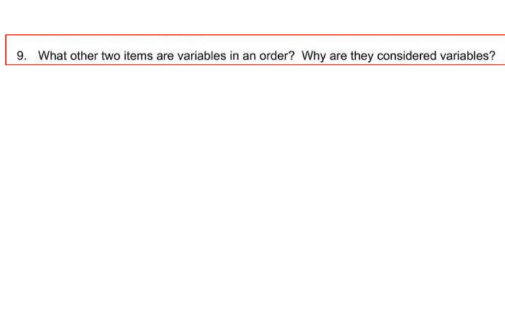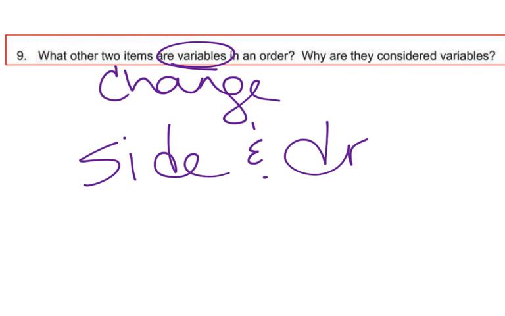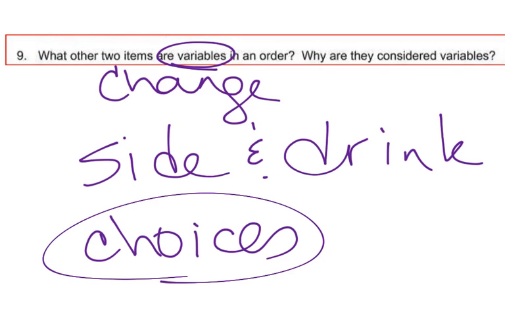What other 2 items are variables in an order? Remember, a variable is something that can change. So what are the other 2 things that they order that can change? And why are they considered variables? Well, if you go back, for $3.50 you get a sandwich with the choice of drink and one side. So your side and your drink are your other variables. And the reason they're variables is that you're going to get to make choices. There were several things you could choose from for your sides: fries, tater tot, salad, soup. And there were 3 different sizes for your drink: small, medium, or large.